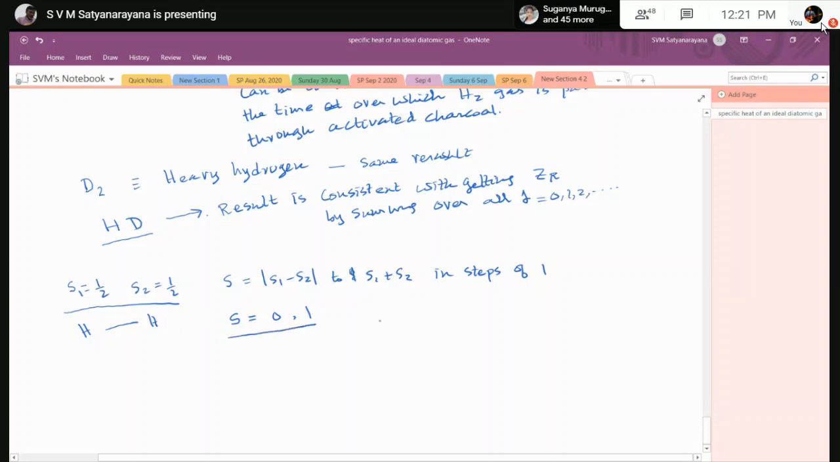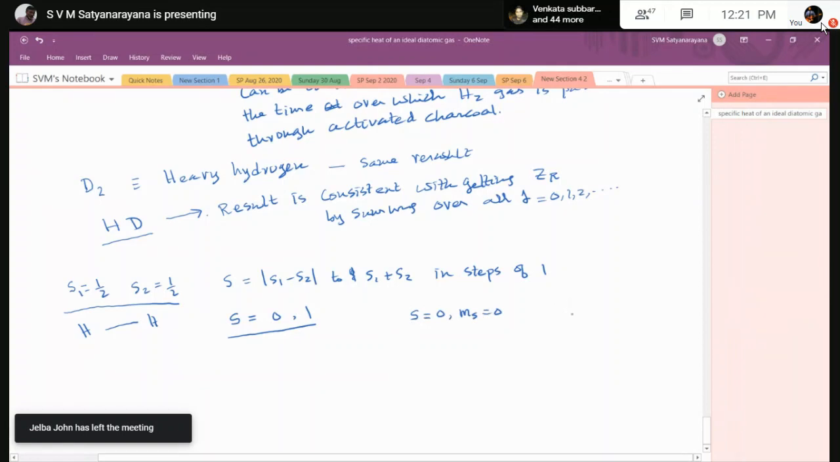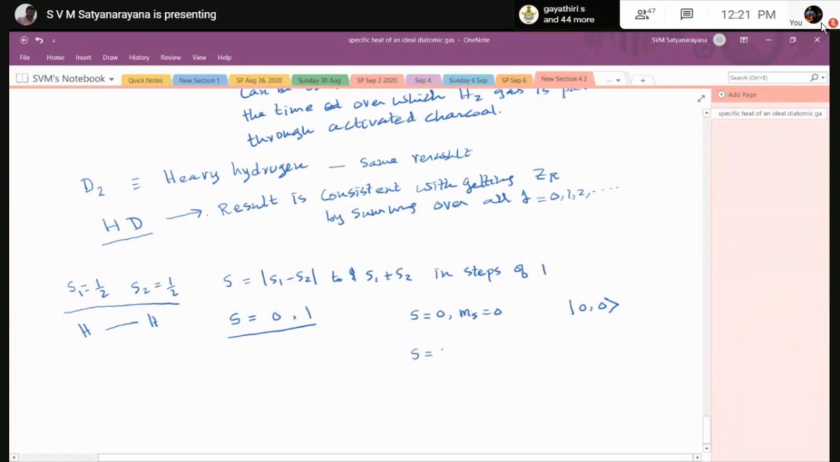Now you can say that if S is equal to 0, then your MS will be equal to 0. That means in this state you have simply 0, 0. There is only one particular state. On the other hand, if S is equal to 1, then your MS can be 0 or 1 or minus 1. That means you have three states: 1, 1, 1, 0, and 1, minus 1.